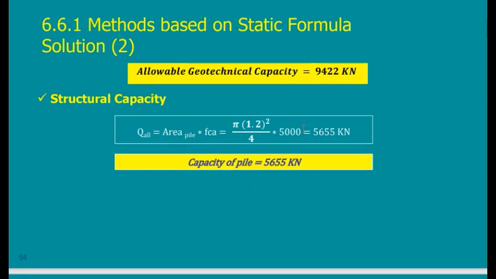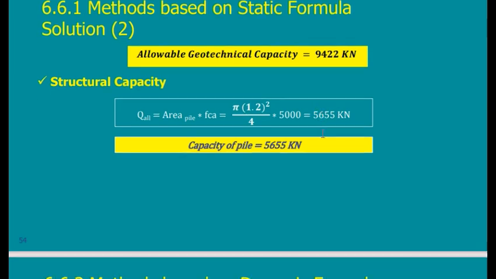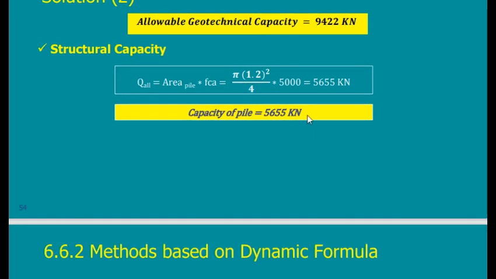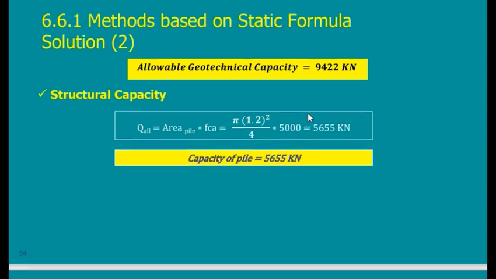Then I multiply FCA, not FCU. I said FCU, it was wrong. It is FCA. I multiply FCA by the area of the pile to get a load. So it is 5,000. And so the soil can carry 9,000, but the pile can only carry 5,000, so this will be the pile capacity, which is this one.